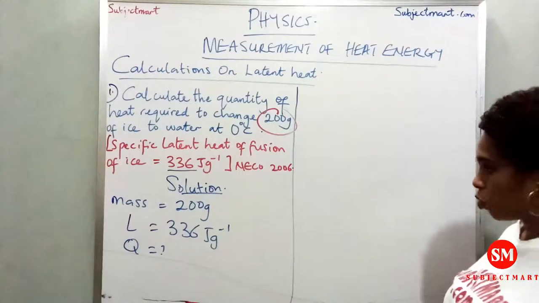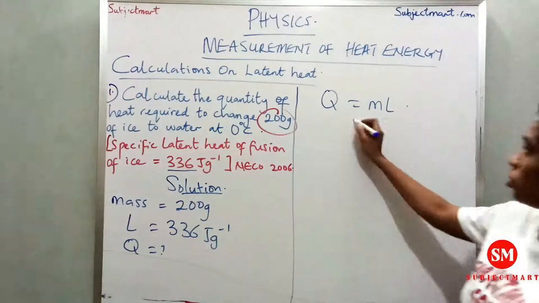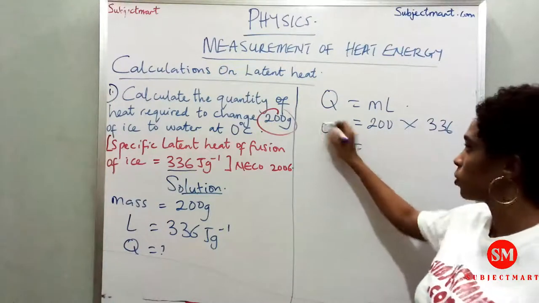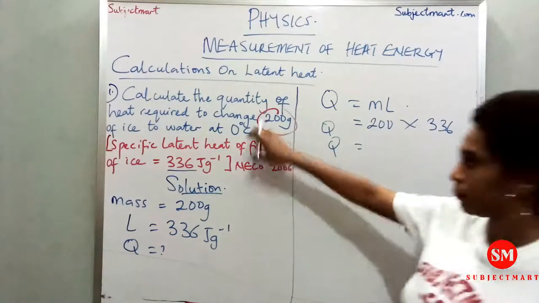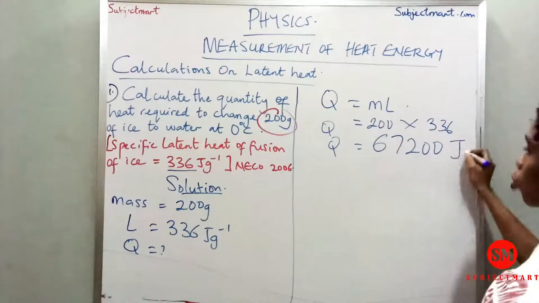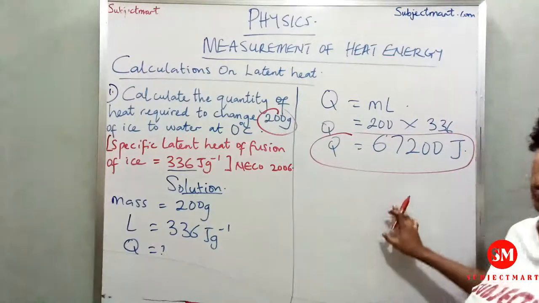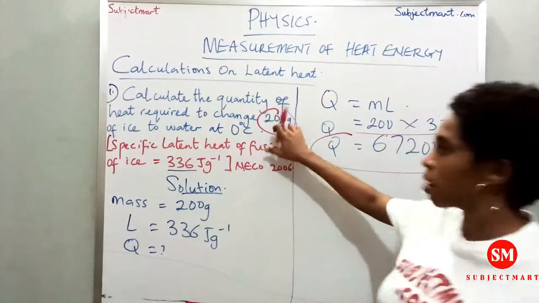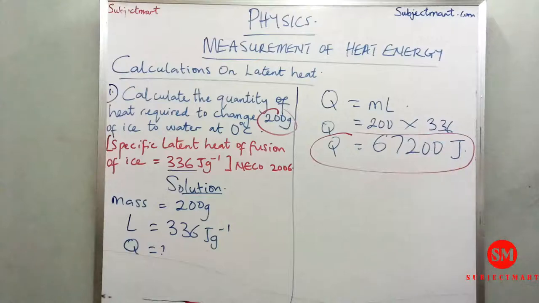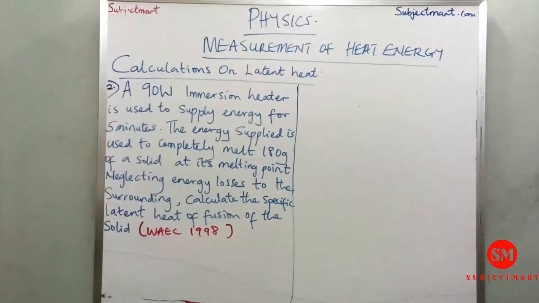So using the formula Q is equal to mL, where our m is 200 and our L is 336, we have Q, the quantity of heat required, to be 67,200 joules. Take note that it is measured in joules. So back to the question: the quantity of heat required to change 200 grams of ice to water is 67,200 joules.